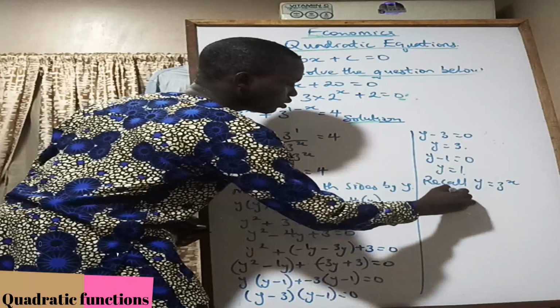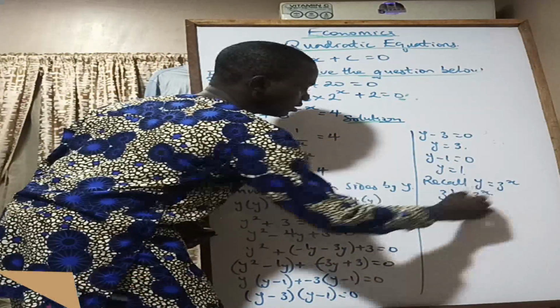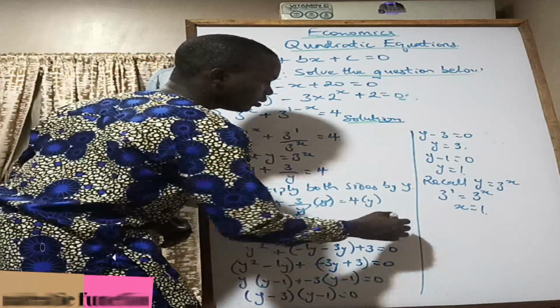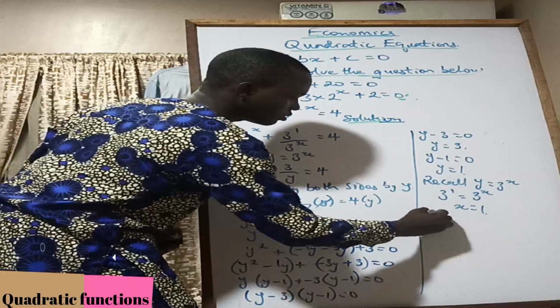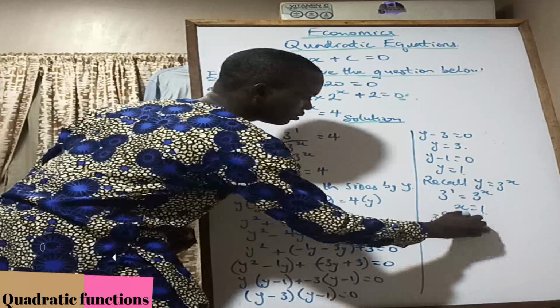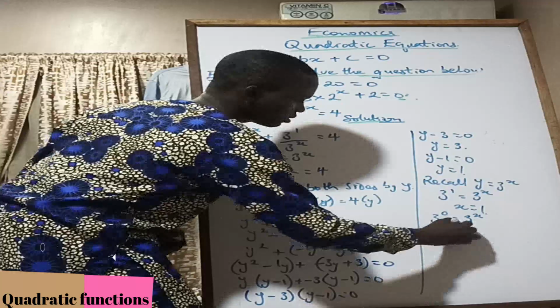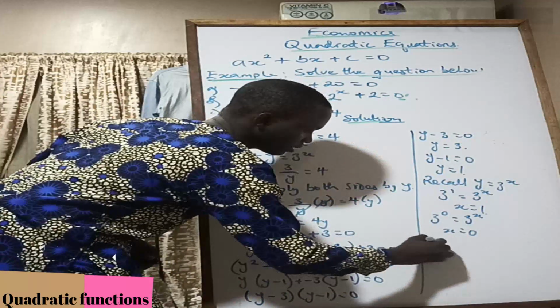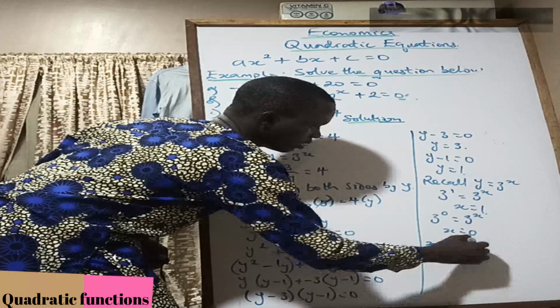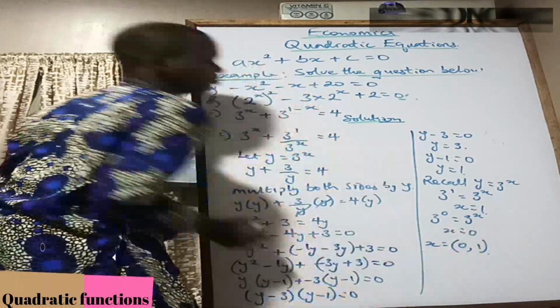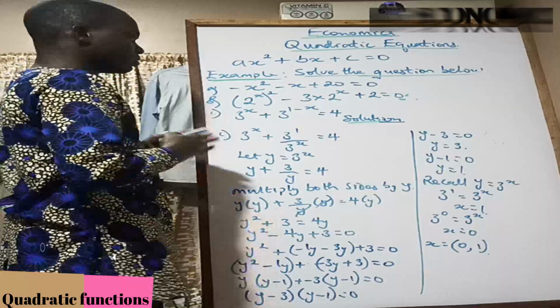So 3 raised to the power 1 equals 3 raised to the power x. From here, x equals 1. Then the other one, we had just 1, right? So 1 is the same as 3 raised to the power 0. 3 raised to the power 0 equals 3 raised to the power x. X equals 0. So finally, x equals 0, comma 1. Okay. So yeah, that's it.